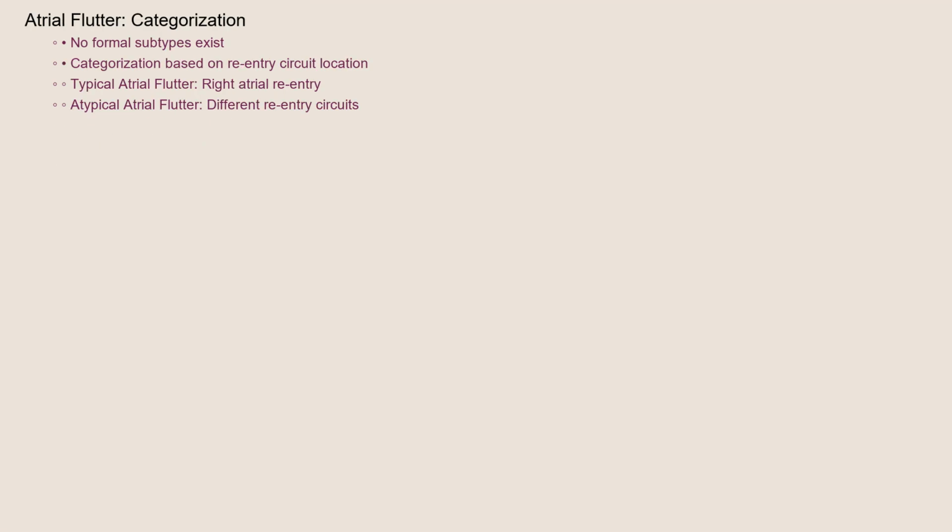While atrial flutter isn't formally classified into distinct subtypes the way other arrhythmias might be, it's often categorized based on the typical location of the re-entrant circuit, with typical atrial flutter referring to that right atrial re-entry that we discussed. Atypical flutters have different re-entry circuits.